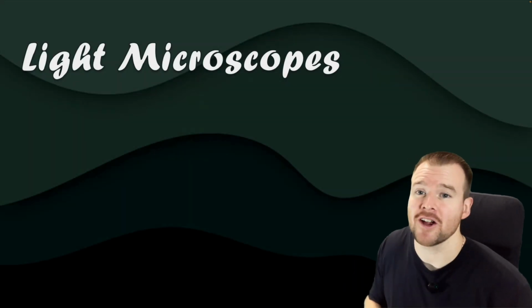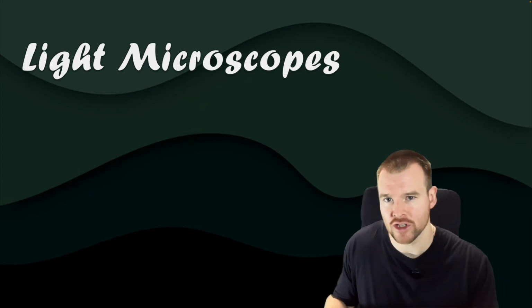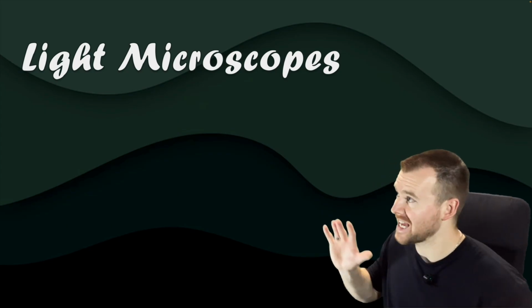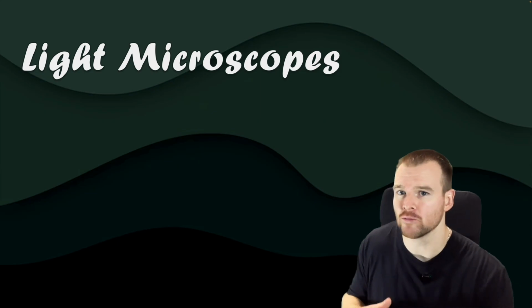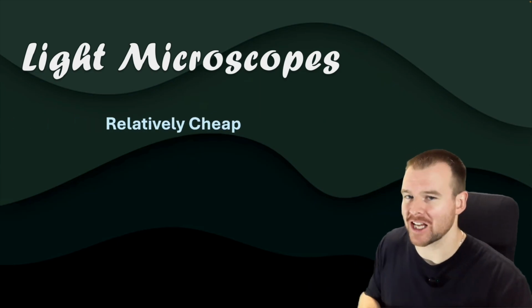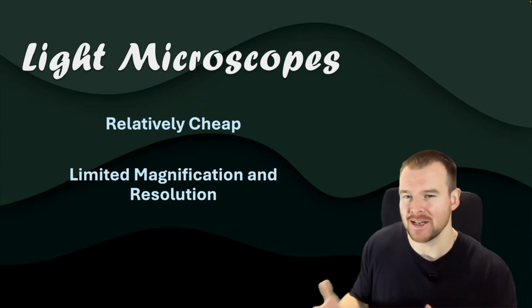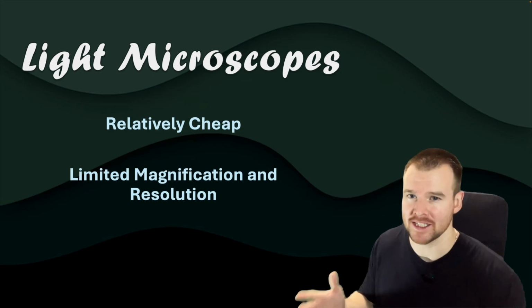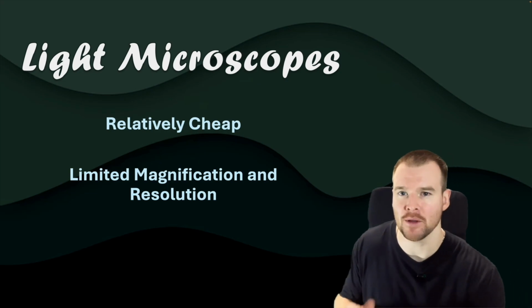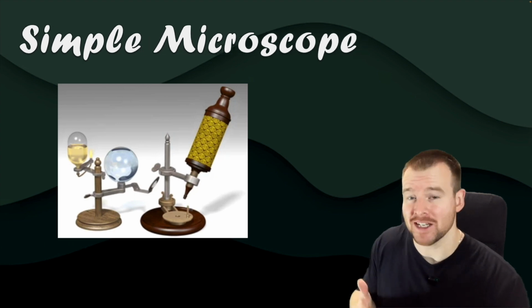Okay, so off the start, there is light microscopes and electron microscopes. We're going to start with looking at light microscopes. They are relatively cheap, much cheaper than electron microscopes, but they are limited in their magnification and resolution. Let's start with the most simple microscope, which is simply called a simple microscope.